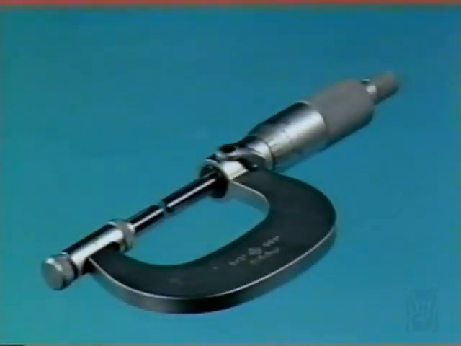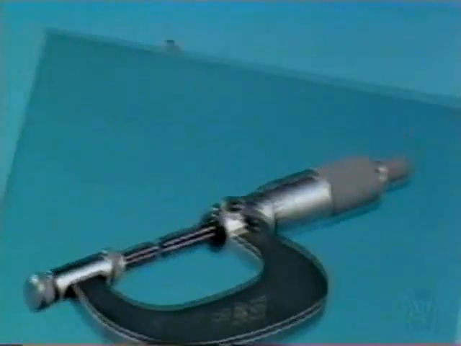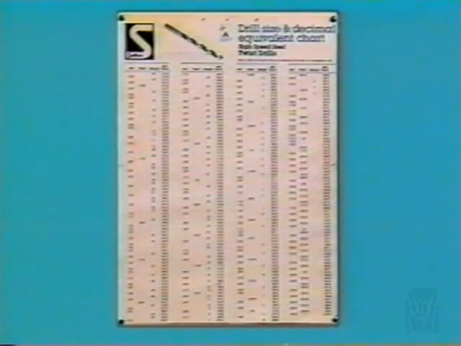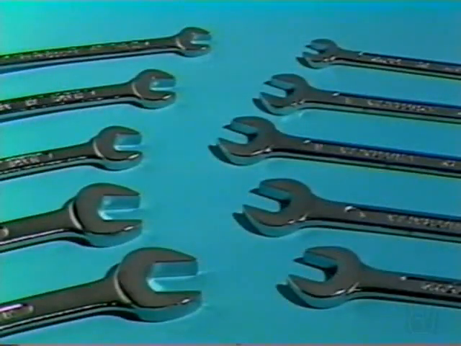To identify a bolt thread, you'll require a micrometer, either metric or imperial, thread pitch gauges, both metric and imperial, a decimal equivalent chart, a tapping drill chart, and a set of imperial and British spanners.